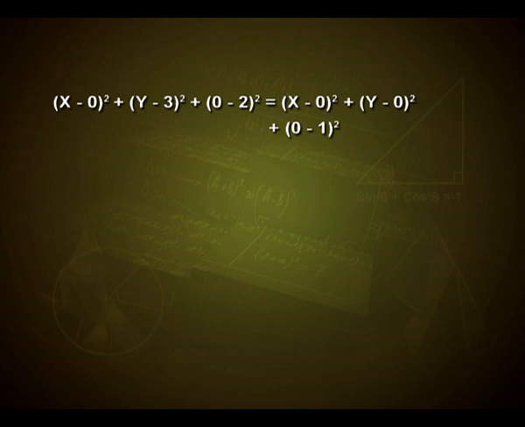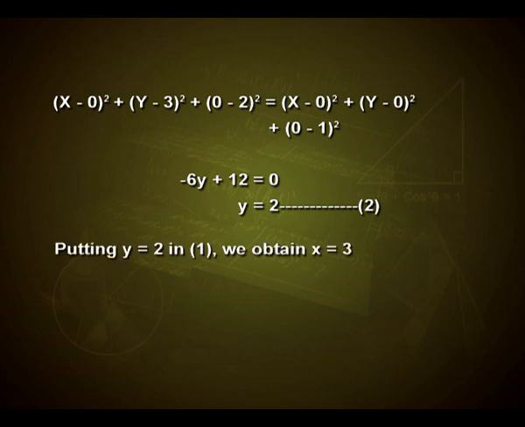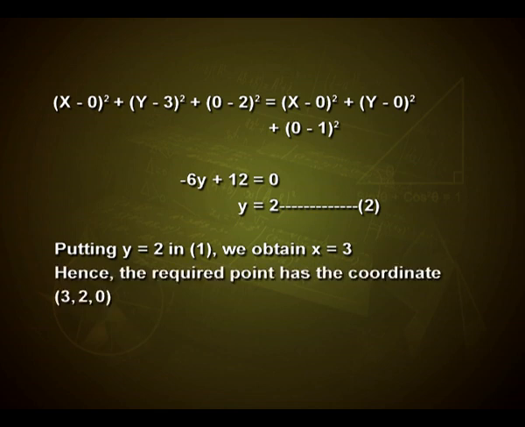On simplifying, we get an expression as -6y + 12 = 0, which on solving gives us y = 2. Take this as the second expression. Putting y = 2 in equation 1, we obtain x = 3. Hence, the required point has the coordinates (3, 2, 0).